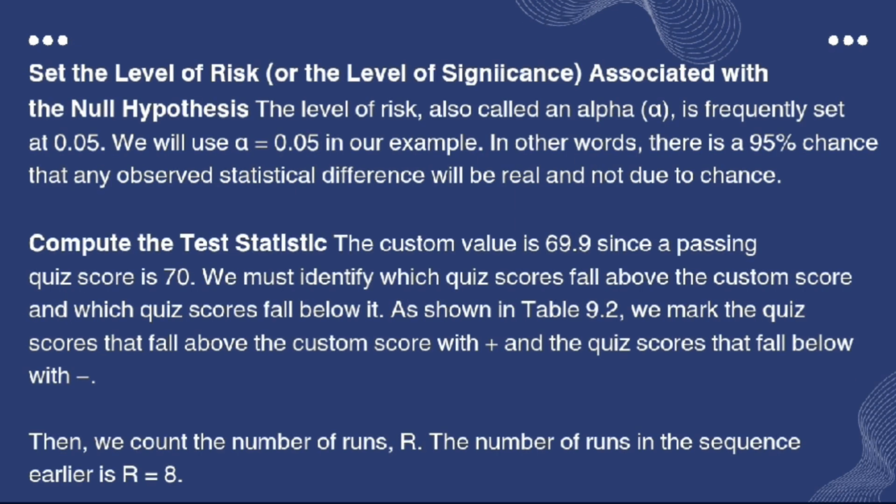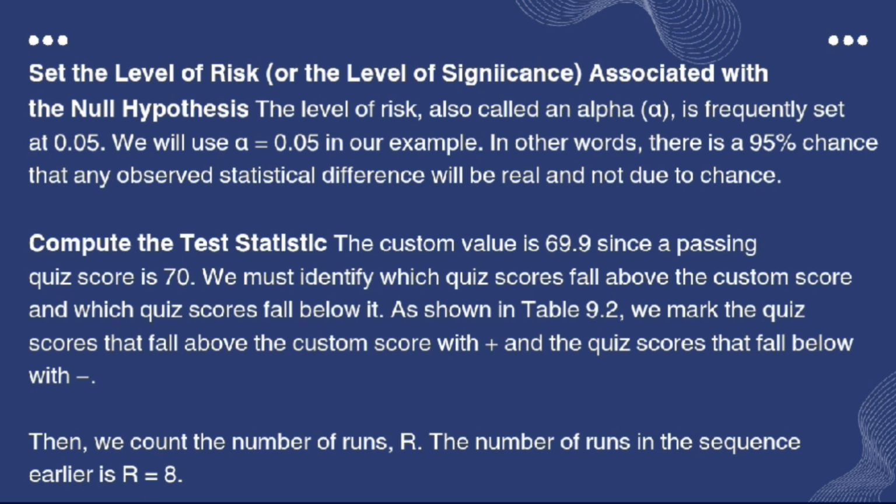So, setting the level of risk or the level of significance associated with the null hypothesis. The level of risk, also called alpha, is frequently set at 0.05. We will use alpha equal to 0.05 in our example. In other words, there is a 95% chance that any observed statistical difference will be real and not due to chance. So in computing the test statistic, the custom value is 69.9.